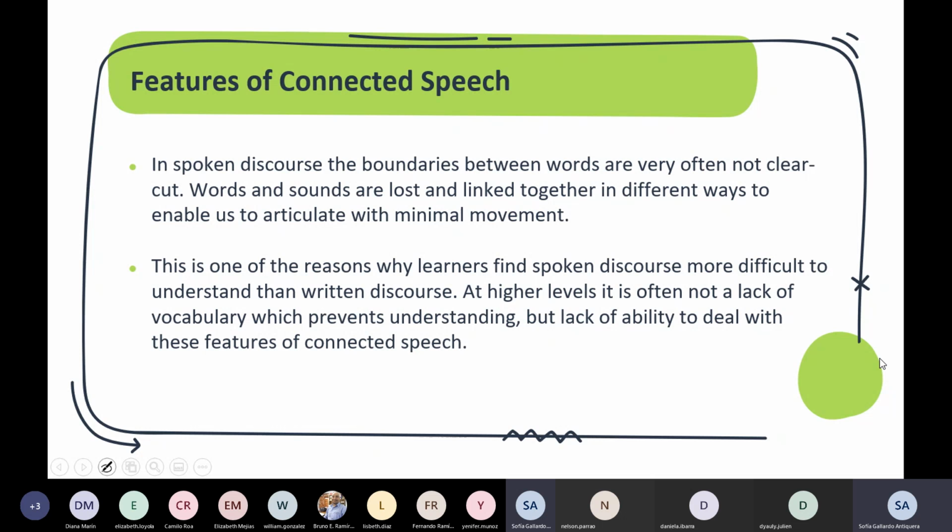So it doesn't really sound completely like a native speaker. That is fine. You don't really have to use features of connected speech. It's not something that you are obliged to do, but it's best if you do. If you do it, it would be great, because in that way your pronunciation will sound, as I already mentioned, more similar to a native speaker.